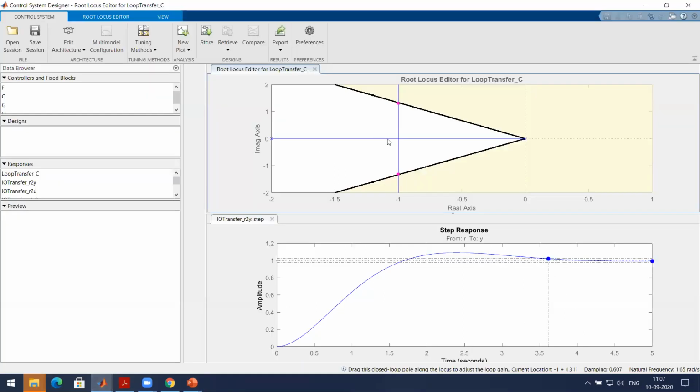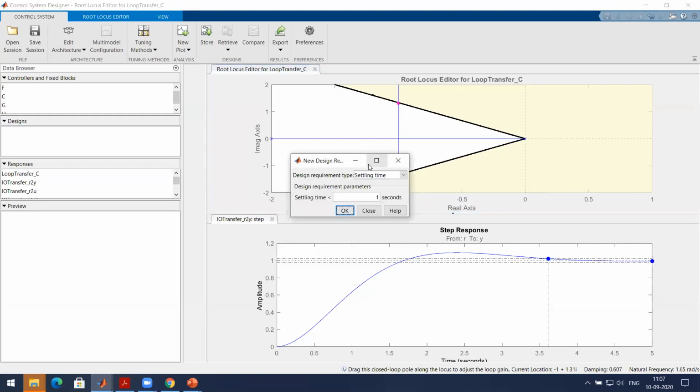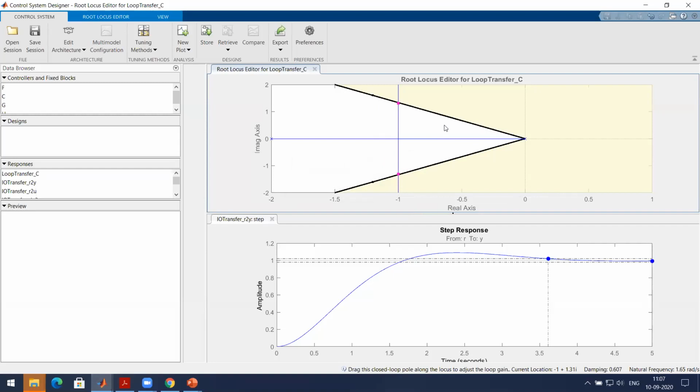Try giving some design requirement here in the root locus editor. If you have already given one, you can go and edit it. If you're giving it new, you can click on new and give the different things given in the problem. If there are two things given, you can define two things. You can look at the problem, define that, and then find out the rest of the things from that. So this is how you solve these problems in control engineering. Any questions?